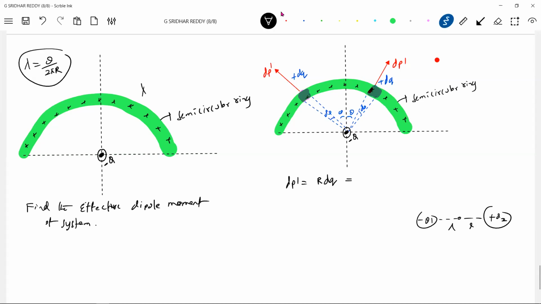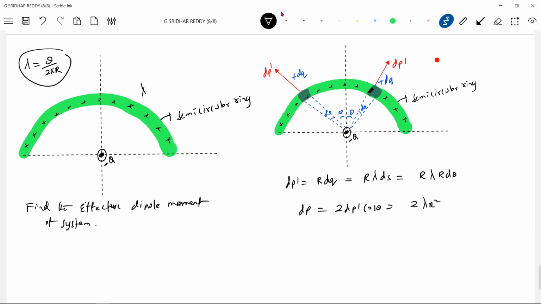Now, what is dq further? dq should be equal to lambda into ds. So ds will be r d theta. Resultant dipole moment should be equal to 2 dp dash cos theta, which is 2 lambda r square cos theta d theta. This will be again 0 to pi by 2. So 2 lambda r square sine theta from 0 to pi by 2. I think this will become 2 lambda r square.